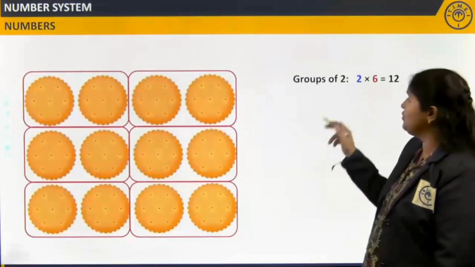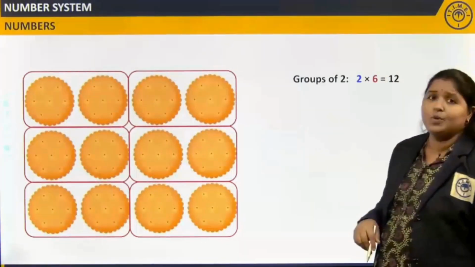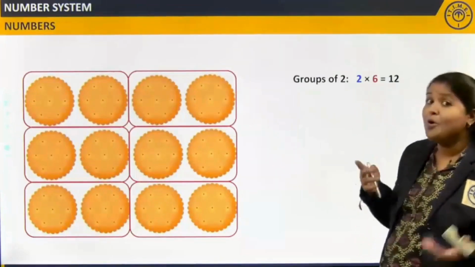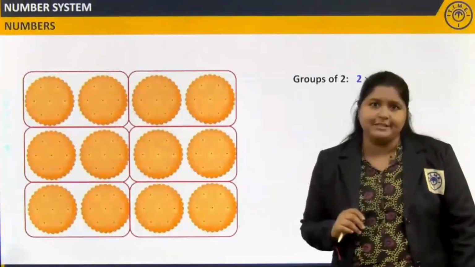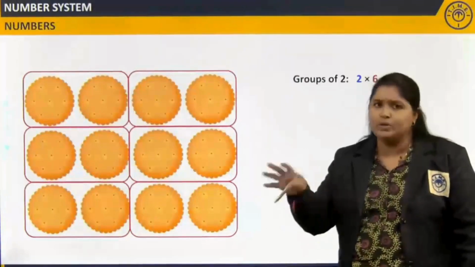Here 2 represents what? Number of cookies in each pack. And 6 represents what? How many packs are there? Okay, but if you multiply the 2, what are you getting? You are getting the total number of cookies present here. Is there any other possibility? Grouping into 2 is okay.